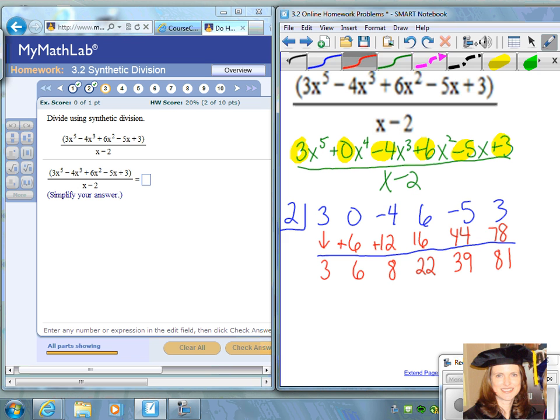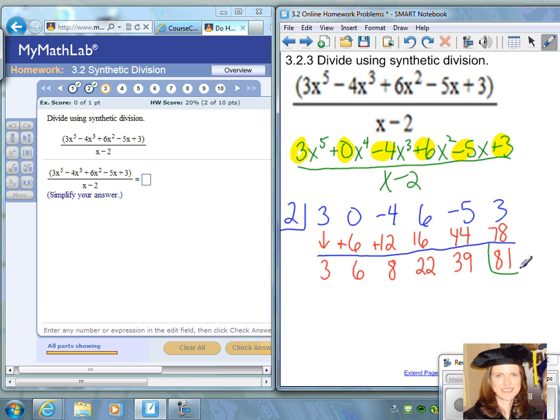And that last number is always your remainder. This has a remainder of 81, so it doesn't go in evenly. So I'll show you how we can write our answer when we have a remainder.